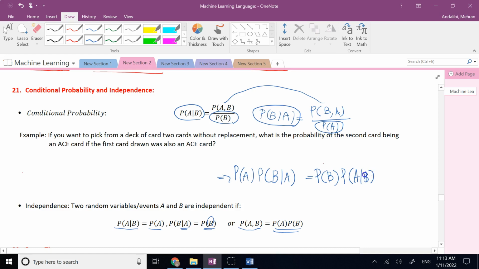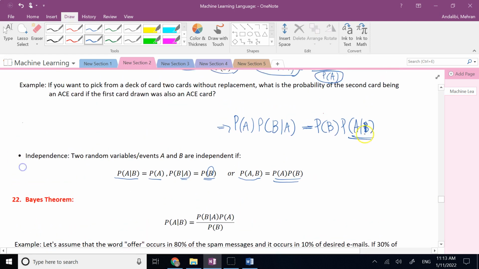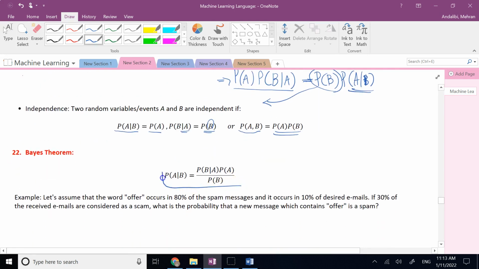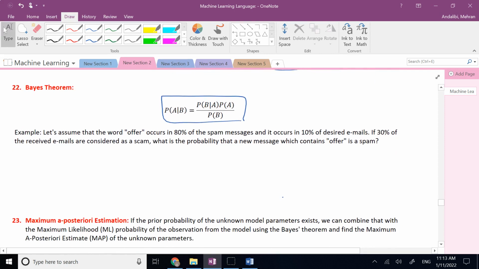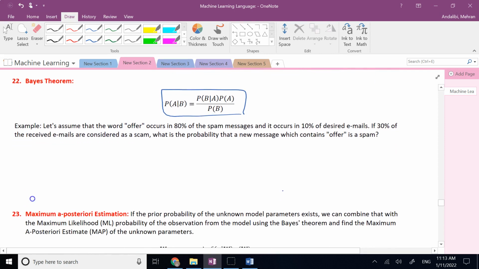And now all you need from here is to find one of these conditional probabilities based on the rest of it. So for example, if I want P of A given B, from here it is going to be P(A) times P(B given A) divided by P(B), and that's exactly this. So this Bayes theorem directly comes from the definition of conditional probability, and you might say, well, that's just a simple equality. What's the importance of this?